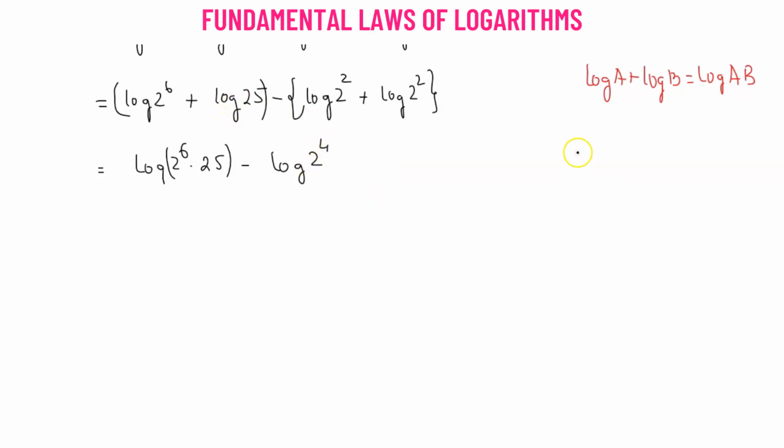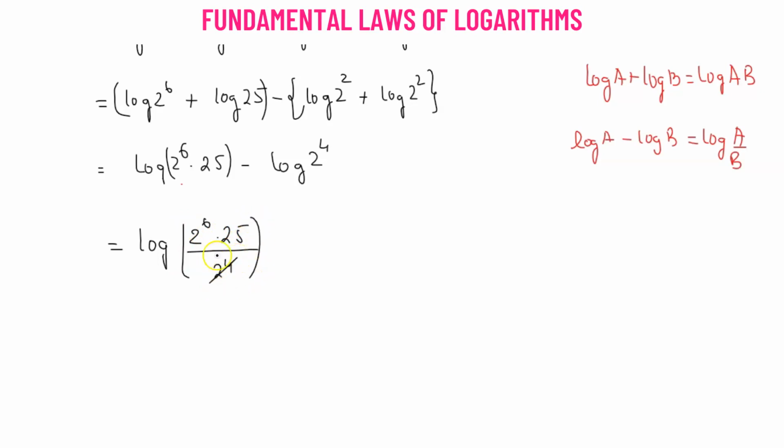Now we will use the property. So what we have here, log a minus log b. So log of a minus log of b is the same as log of a over b. So that means our logarithm now transforms to log of 2 raised to the power of 6 times 25 divided by 2 raised to the power of 4. So we can cancel out 2 raised to the power of 4 from the numerator and the denominator. So this will be 2 squared.